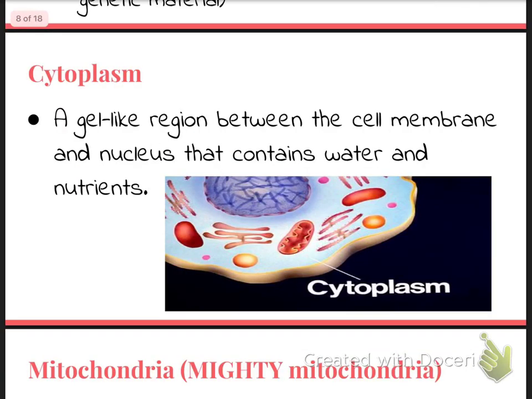The next one is cytoplasm, and we talked about with our protists cytoplasmic streaming and how cytoplasm was that clear gel-like stuff within the protist. Well, cytoplasm is also in plant and animal cells, and it's defined as a gel-like region that is between the cell membrane, right there, and the nucleus, which is right here. Okay, so all this jelly stuff in here is cytoplasm. Cytoplasm contains water, it contains nutrients, things like that.